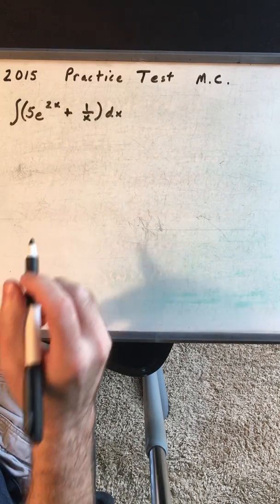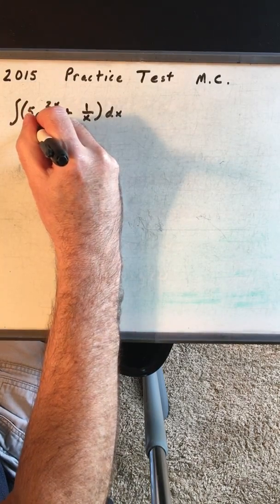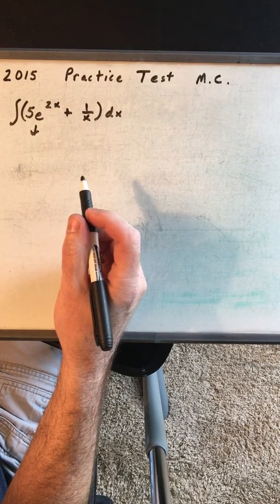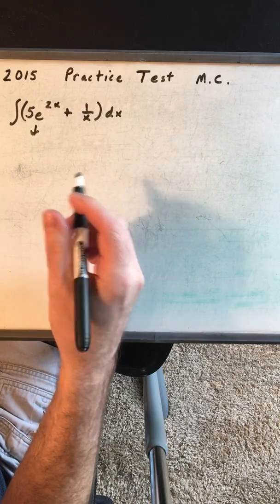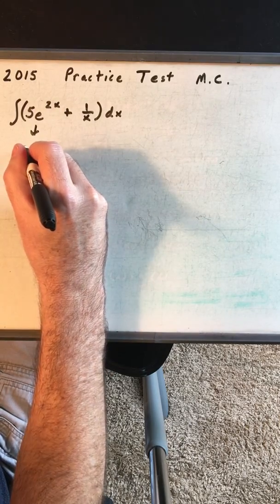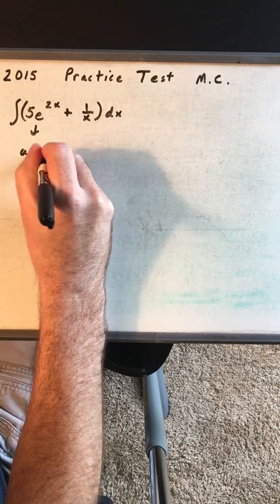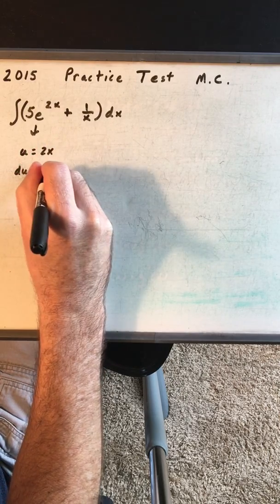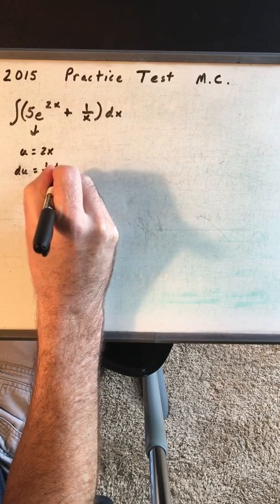Okay, so this part is, the way we did this in class is a u substitution. You might be able to do it a little faster than that and just kind of think through it. But I'll go ahead and do the u substitution. U is going to be 2x. Du would be 1/2 dx.